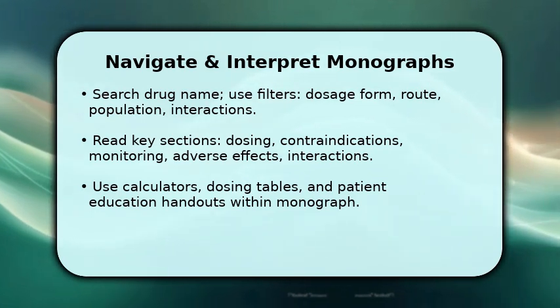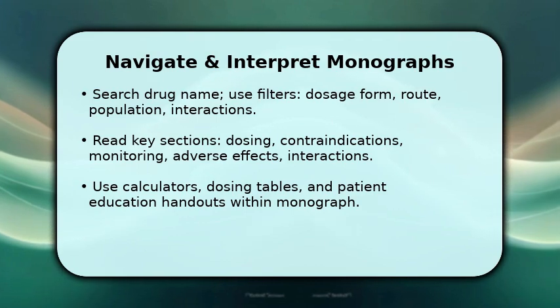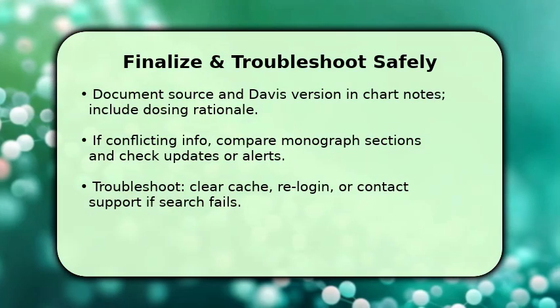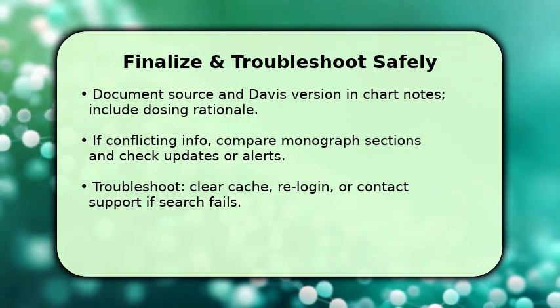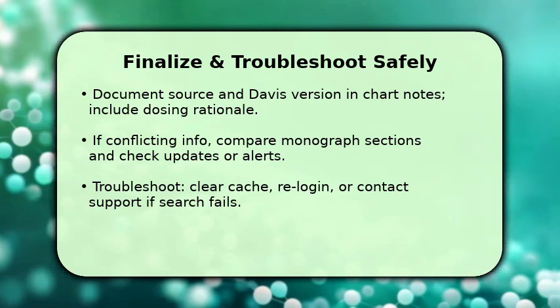Make sure to cross-check interaction severity and suggested alternatives before finalizing therapy decisions. Finalize by documenting the Davis source and version in your chart notes and include the dosing rationale you selected so others can follow your decision.